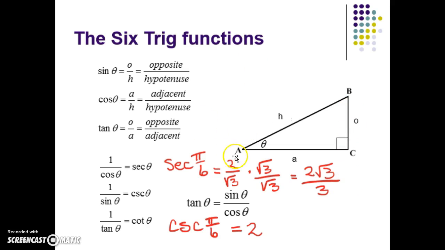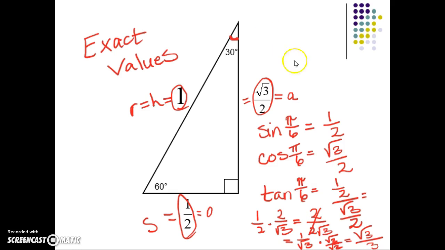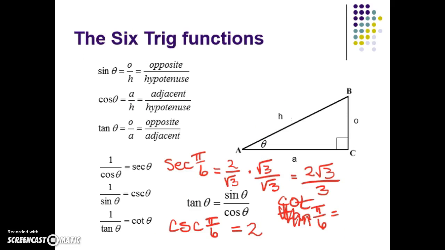And tangent of pi over 6, we can go back, sorry, I meant cotangent, slow down, cotangent. We'll go back and look at what tangent was. Tangent was square root of 3 over 3, or we could even go back here to this relationship, and we know that cotangent is going to be root 3 over 2 over 1/2. So let's start from there.